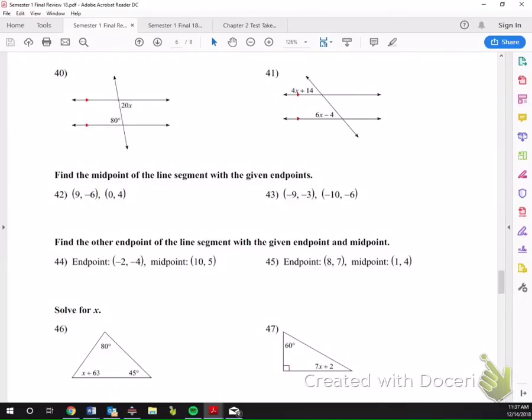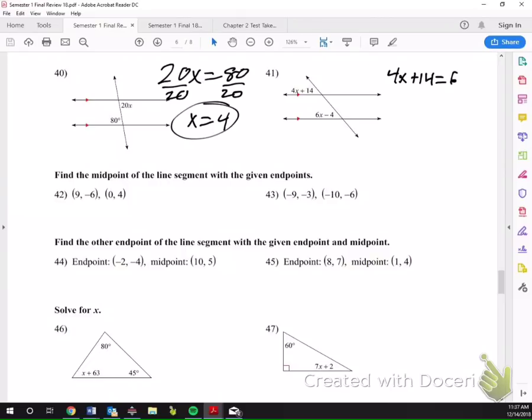Okay, so for number 40, we have 20x equals 80 because they are alternate interior angles. Divide both sides by 20, and we get x equals 4. Number 41, they are corresponding, which means they are also congruent. So we have 4x plus 14 equals 6x minus 4. We're going to subtract 4x from both sides. We're going to get 14 equals 2x minus 4. Add 4 to both sides.